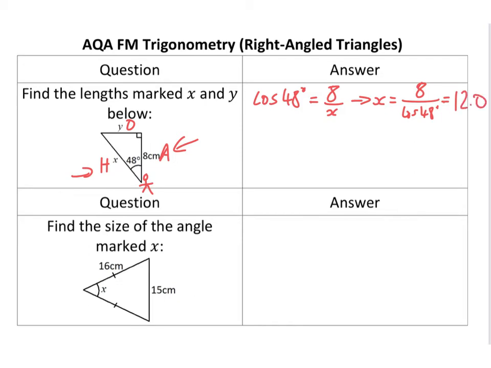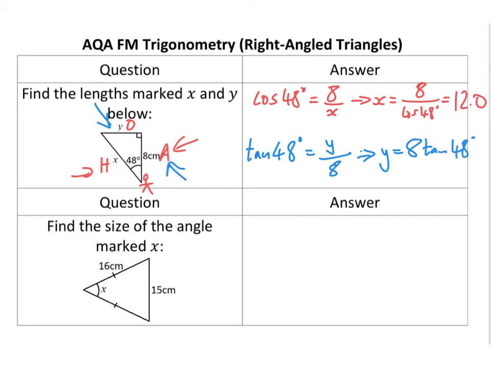I can't fit centimetres in, but make sure you do. And then doing the same thing, I'm not going to use the one I've just found, just in case I made a mistake. I'm going to use this and this. So opposite and adjacent, we've got tan of 48 equals y over 8. Rearrange that, and we get y equals 8 times tan 48.